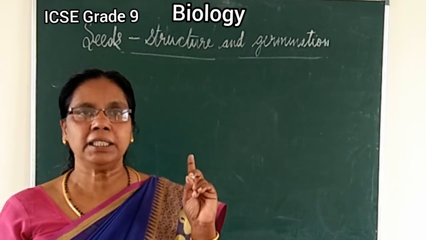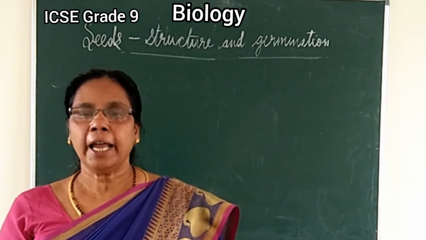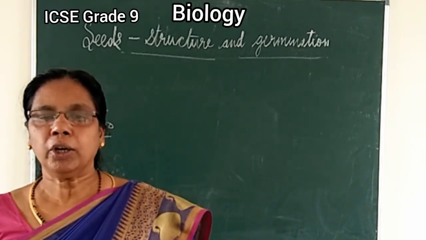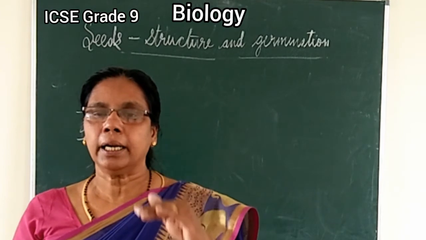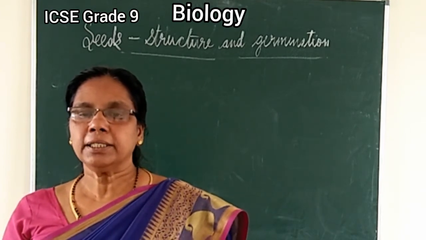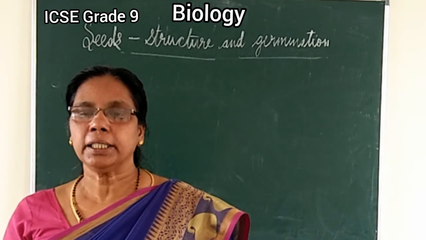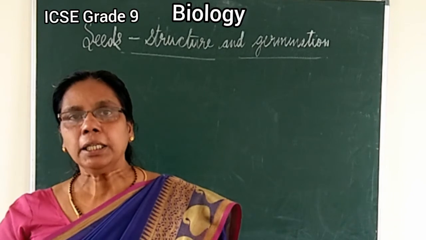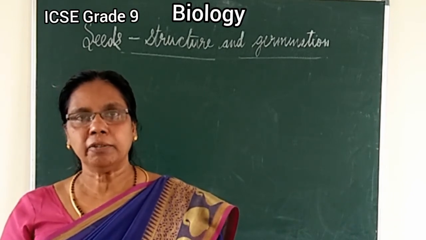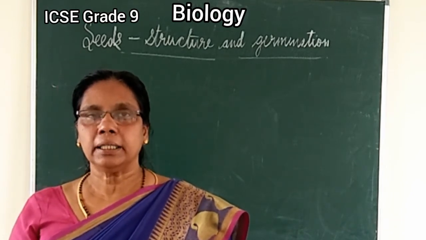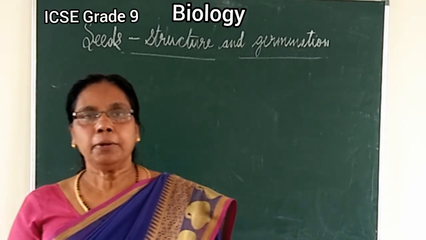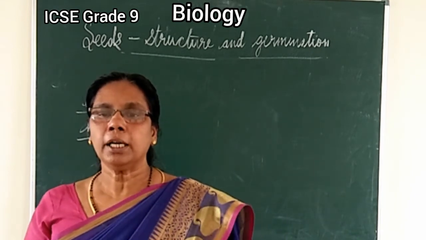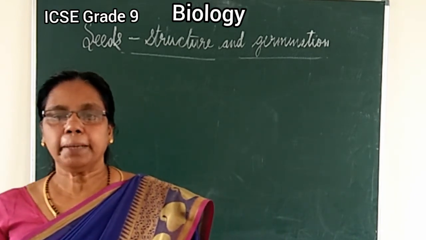One is called epigeal germination and the other one is hypogeal germination. If the epicotyl elongates and the cotyledons remain underground, that is called hypogeal germination. In the case of the pea plant, during germination the cotyledons remain below the soil, which is hypogeal germination. In epigeal germination, the cotyledons come above the soil. Those are the two types of germination.